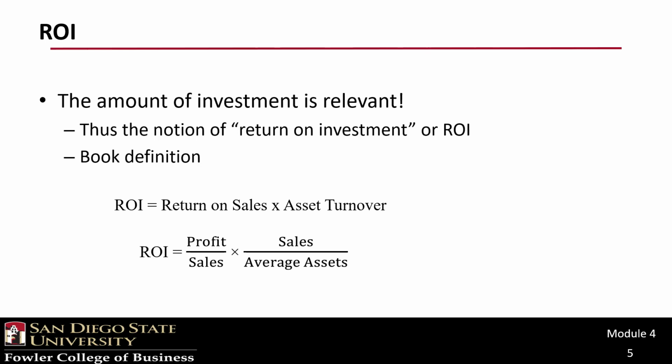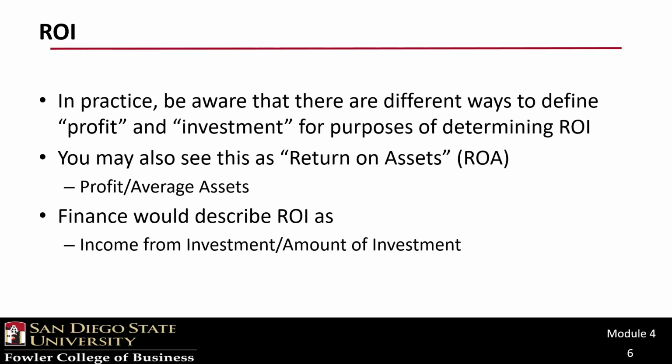And again, this typically focuses on manufacturing businesses that carry inventory. And we often think of assets as actually being inventory, although it's not restricted to be that. So you should be aware that there are actually a number of different ways to define profit and investment for purposes of determining return on investment, making this area very customizable, meaning different businesses will define it differently. But as long as they're consistent across divisions, that's generally not a problem.